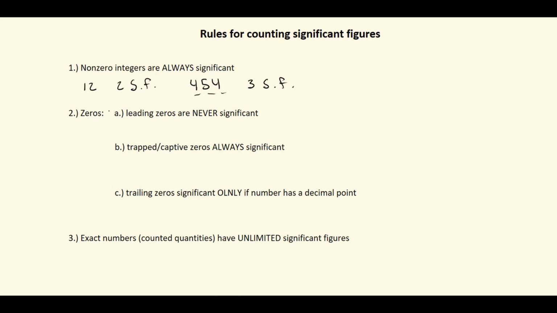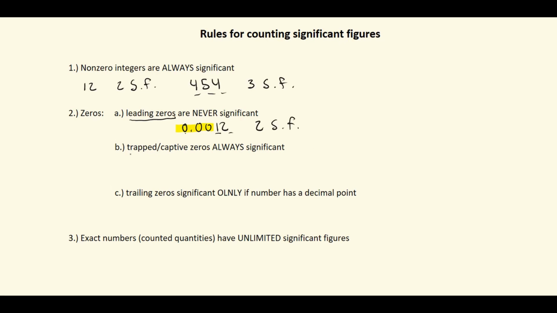The second rule deals with zeros, and we have 3 different situations with zeros. So the first one is leading zeros. Leading zeros are never significant. So if we had a number like 0.0012, these leading zeros are not significant. However, we do have 2 integers, so because of that we have 2 sig figs altogether.